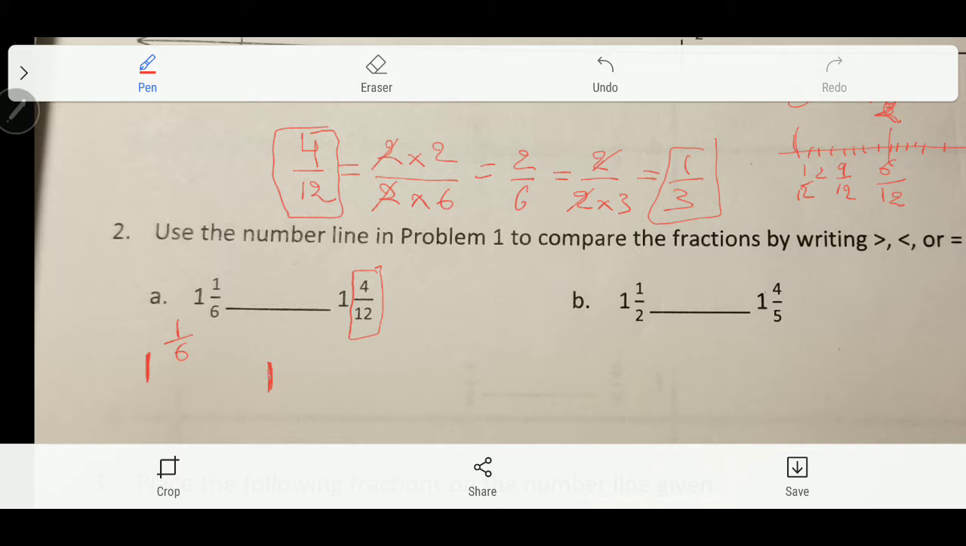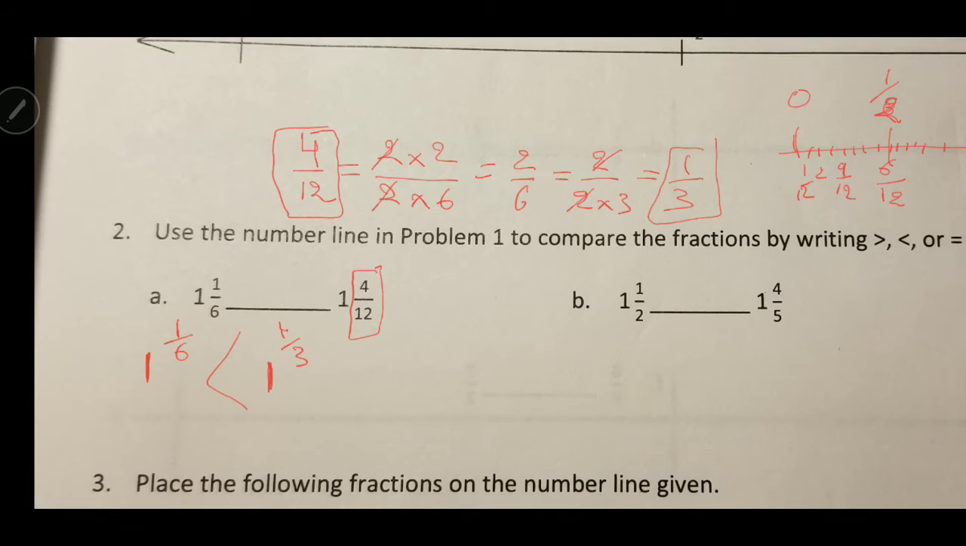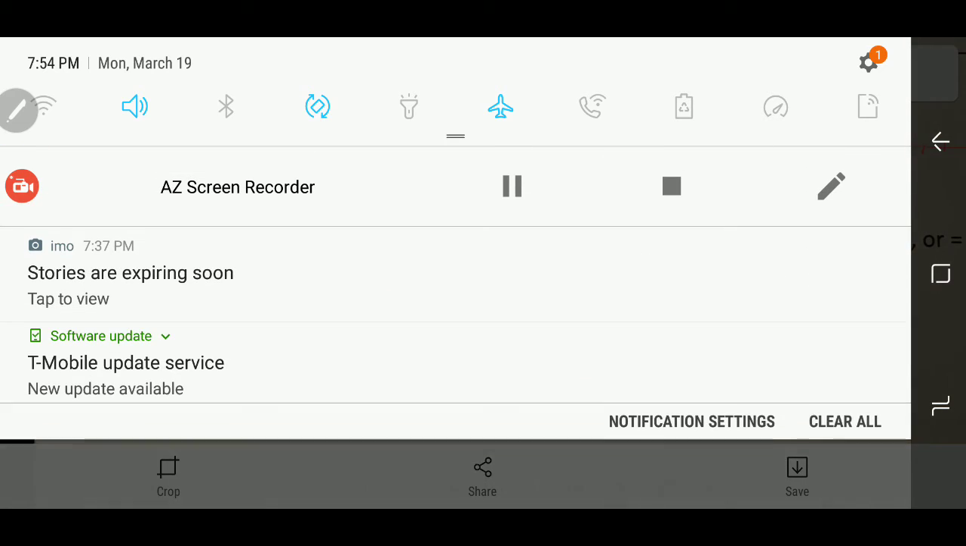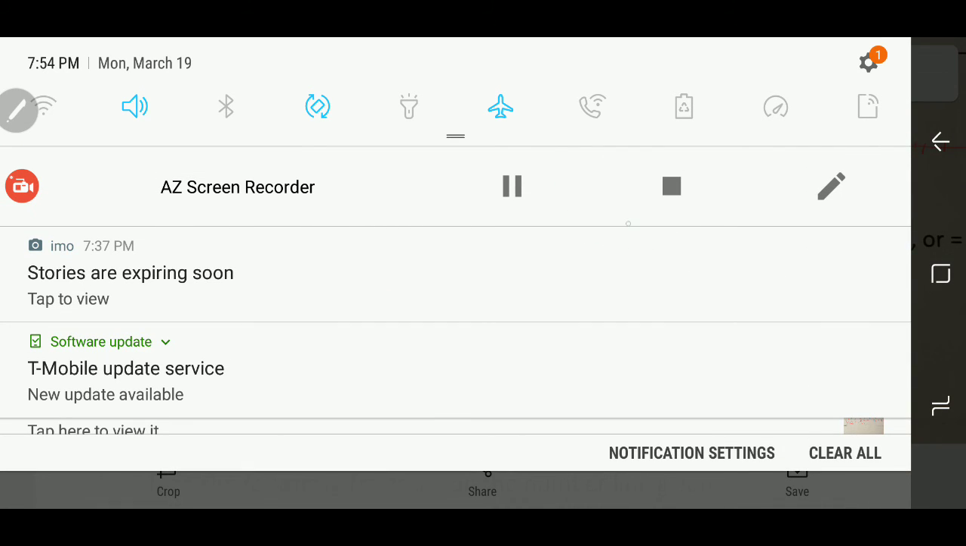Okay, so going back, 1/6 and 1/3. Which one is bigger? It's 1/3. This one is bigger. So now it's easier if you simplify it. Okay? I'm gonna stop here and do it in the next video.